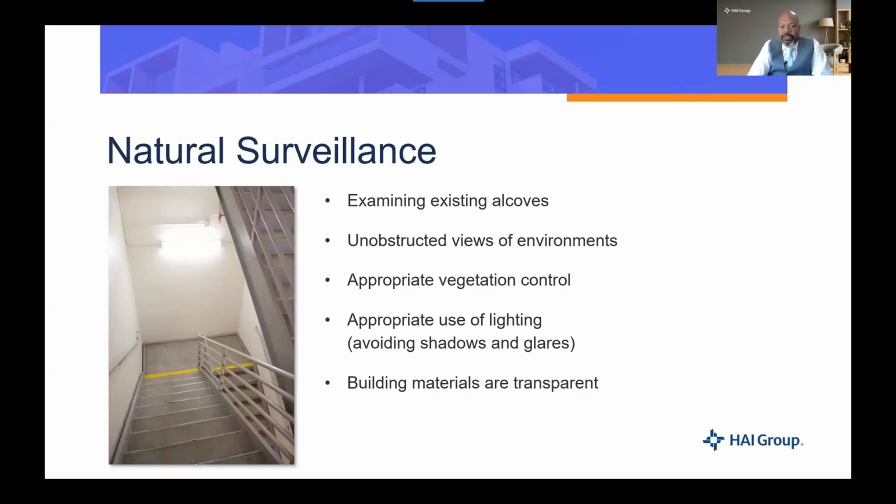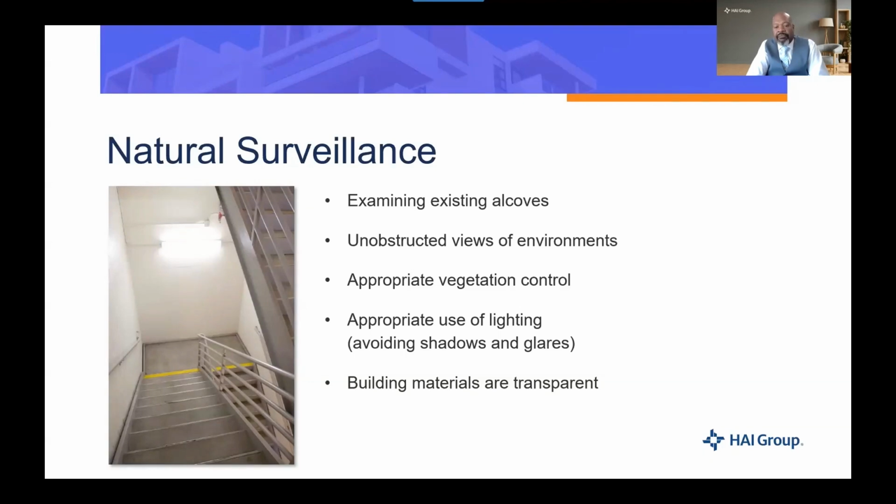We want unobstructed views of the environments. We want to make sure we have appropriate vegetation control. We want to make sure that we are doing the things that will keep others from committing crimes. We want to change their thought process and behavior.